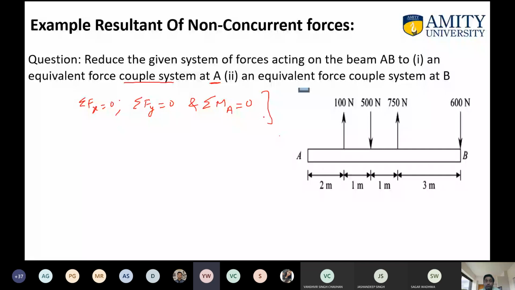Now you can do it. I will tell you the answers, but let others also solve. So RB is equal to 357.14. And what is the movement?